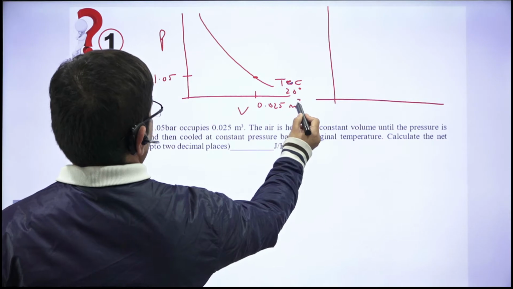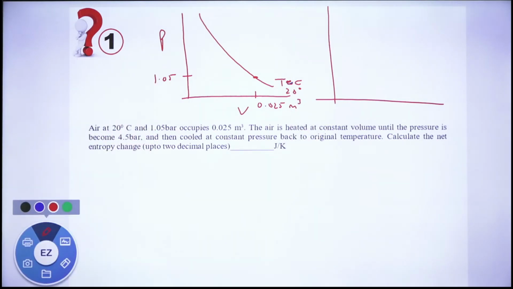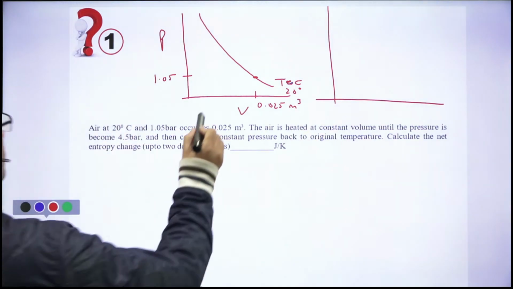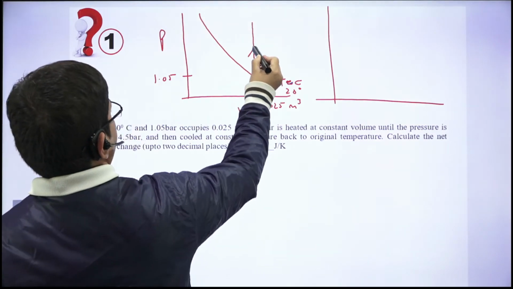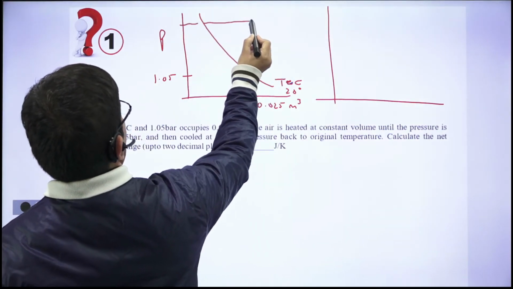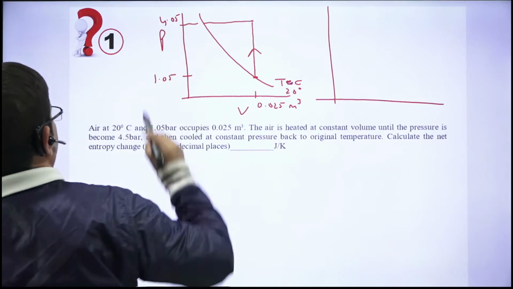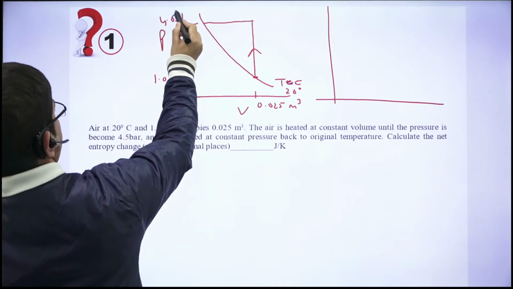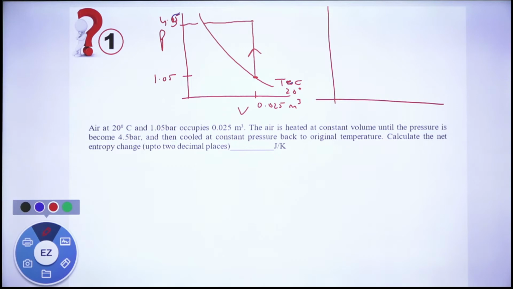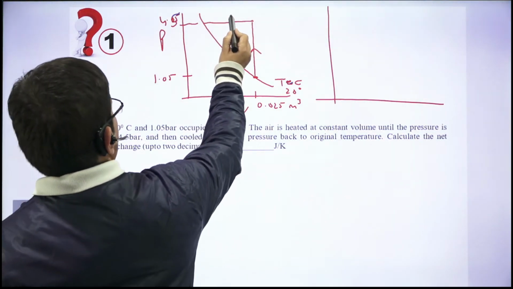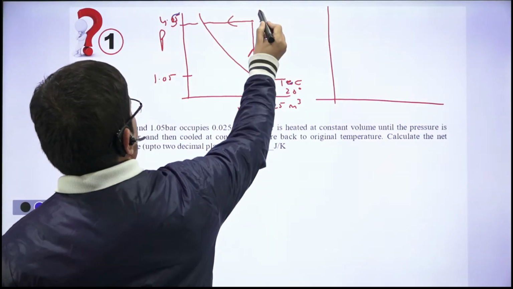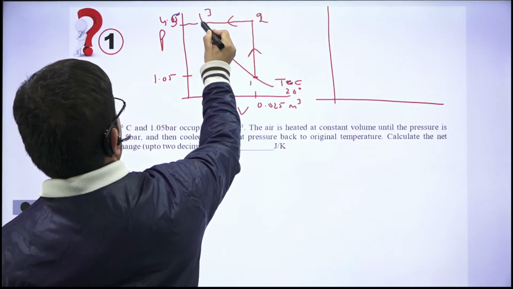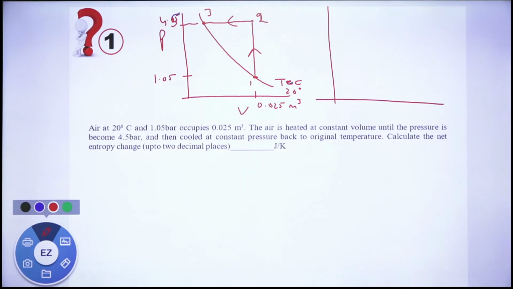Its volume is given as 0.025 meter cube. Now you heat it at constant volume until the pressure becomes 4.5 bar. So let's heat it at constant volume and its pressure becomes 4.5 bar, sorry. So that is the pressure it has now become. Then it is cooled at constant pressure. So 1 to 2, let us say, and 2 to 3, till its temperature becomes again 20 degrees centigrade. So the PV diagram will be something like this.